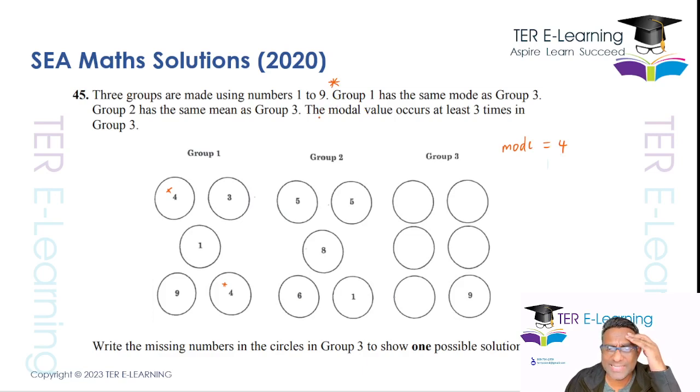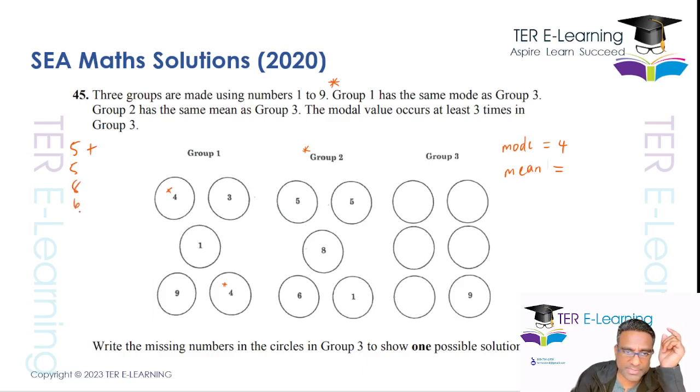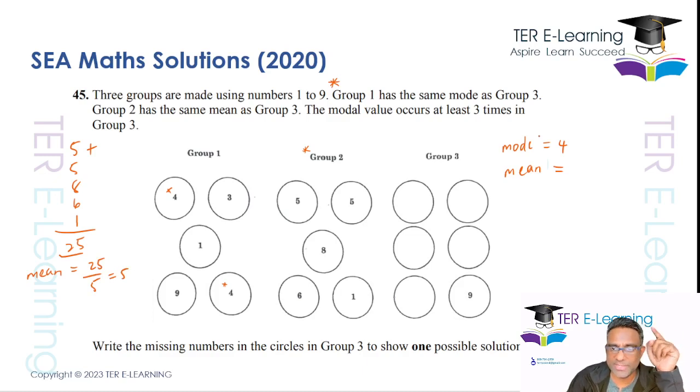Group 2 has the same mean as group 3. So what I could do, I can work out the mean of group 2. So that is going to be 5 plus 5 plus 8 plus 6 plus 1. So that's 10 and 8, 18, 24, that's 25. That's the sum of everything in group 2. But then to get the mean, the mean in group 2 is going to be 25 over the 5 numbers you have there. So the mean is 5. So that means the mean for group 3 also has to be 5.